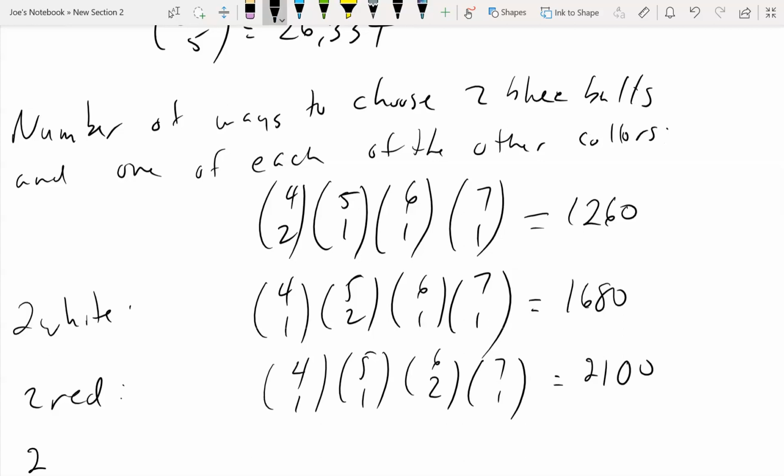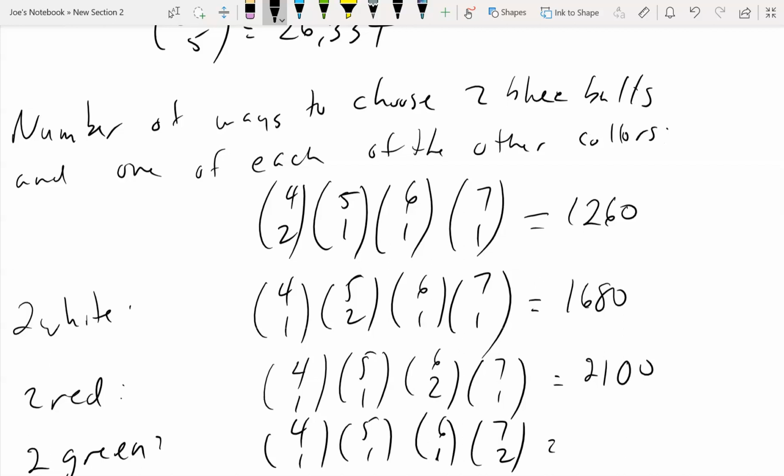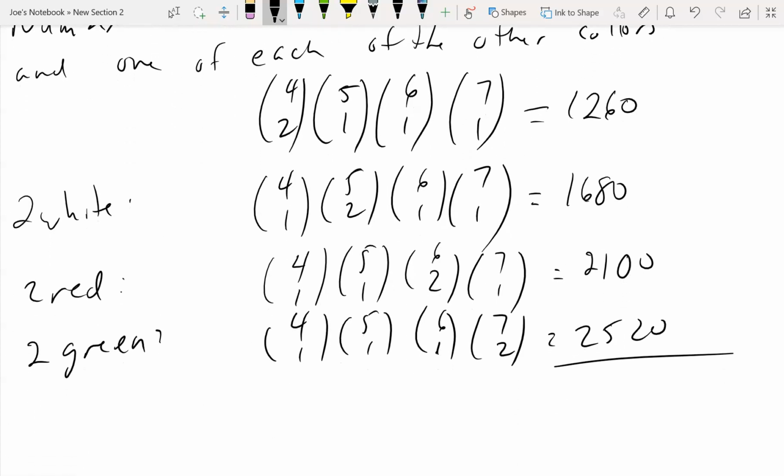And then finally, the 2 green. 4 choose 1, 5 choose 1, 6 choose 1, 7 choose 2. What is it? 2520. Then what do you think you're going to do with those 4 numbers? Add them up.